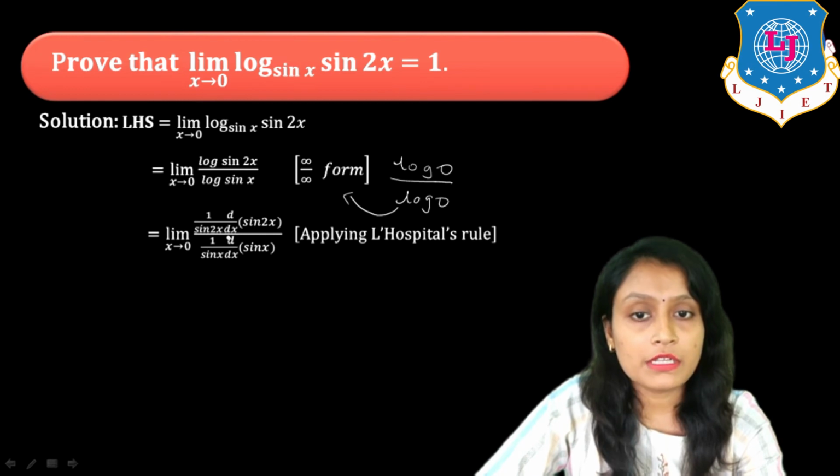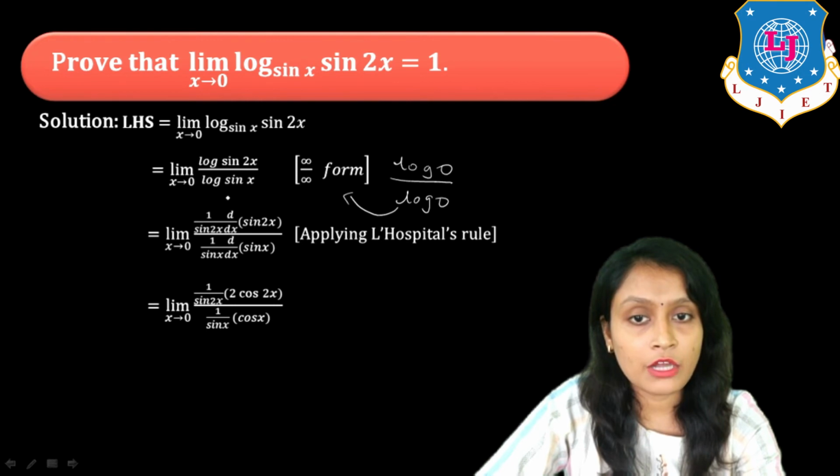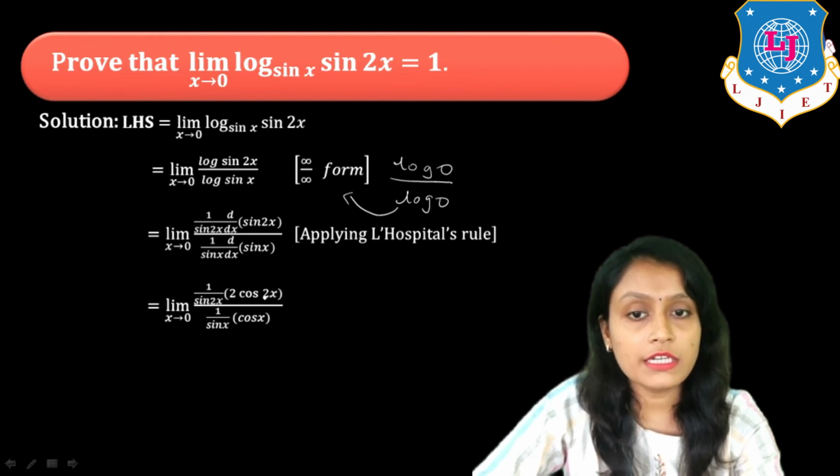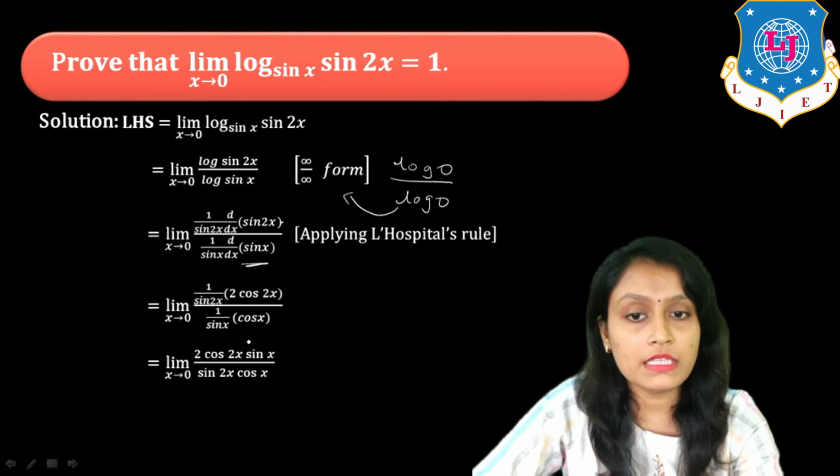So on applying L'Hopital's rule, you will get 1 upon sine 2x into the derivative of sine 2x, and in the denominator you will have 1 upon sine x into the derivative of sine x. Simplify, so you will get 1 upon sine 2x into the derivative of sine 2x, that is 2 cos 2x. 1 upon sine x as it is, the derivative of sine x is cos x. Okay, simplify this, so you will get limit x tends to 0, bring this sine x in the numerator. So 2 cos 2x into sine x upon sine 2x into cos x.